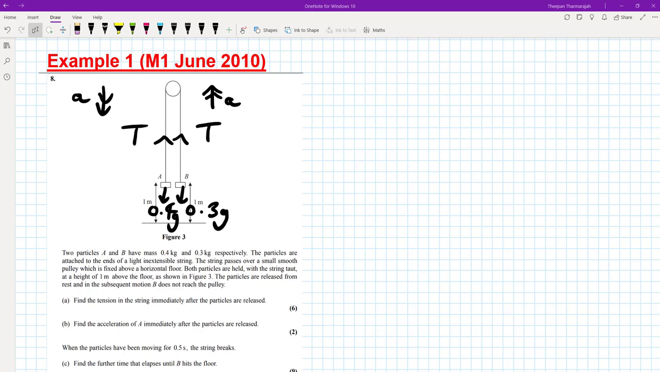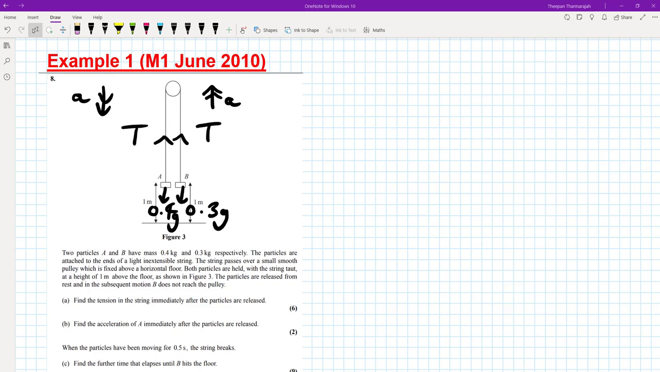In this video, we're going to look at more questions on pulleys. Let's take an example. Two particles A and B have mass 0.4 kg and 0.3 kg respectively. The particles are attached to the ends of a light inextensible string. The string passes over a small smooth pulley which is fixed above a horizontal floor.